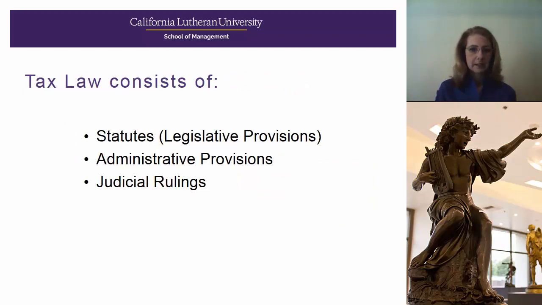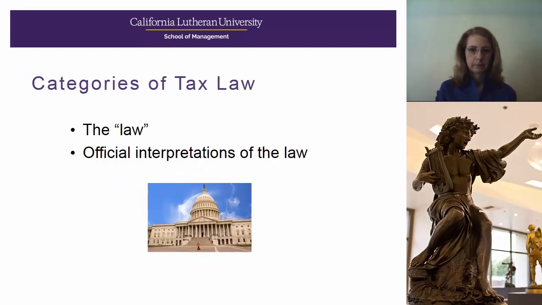The tax law consists of statutes, also known as legislative provisions, administrative provisions, and judicial rulings. There are 2 broad categories of tax law. First is the law, and this would be the U.S. Constitution, anything that comes from Congress, and that includes tax treaties with other countries. Everything else is an official interpretation of the law.